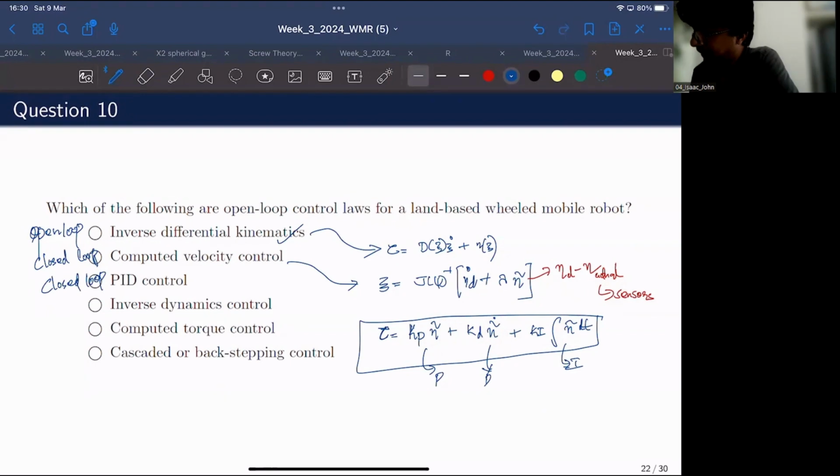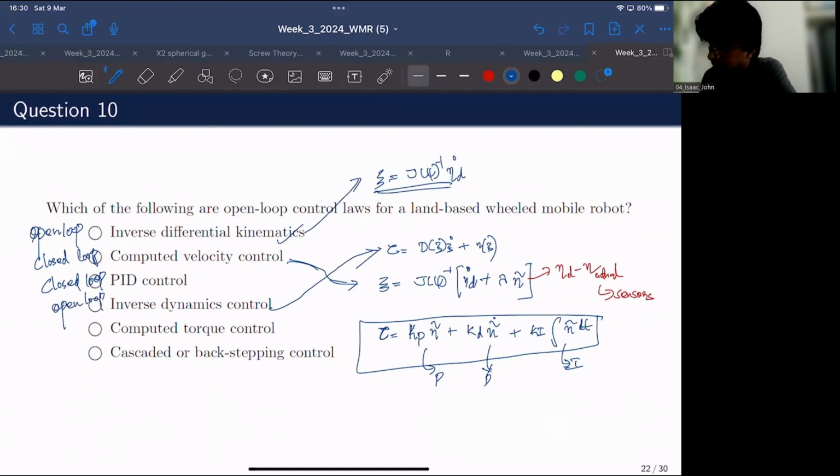Okay, so I think I have made a small mistake. This is inverse dynamics. So option 4 is inverse dynamics control. Whatever option we have covered first is inverse dynamics control, right? And inverse differential kinematics is also similar to inverse dynamics. So that is also an open loop law because theta dot is nothing but J of psi inverse eta desired dot. So again, since there is no feedback term, this is also an open loop control. So you can also call this open loop.